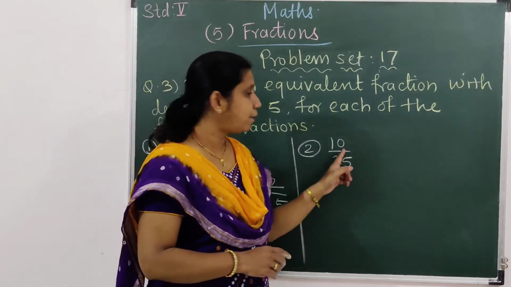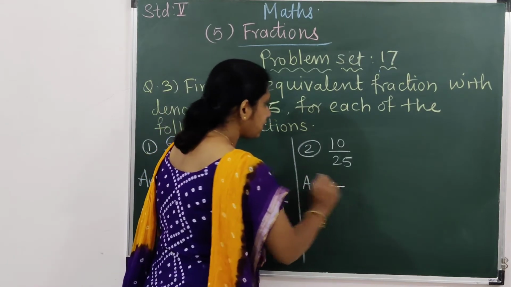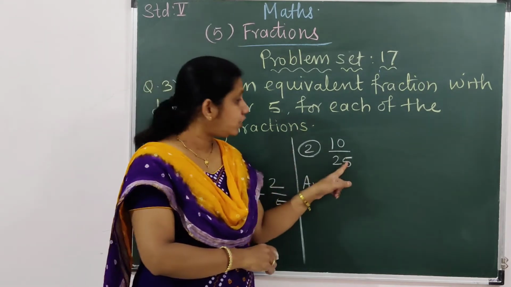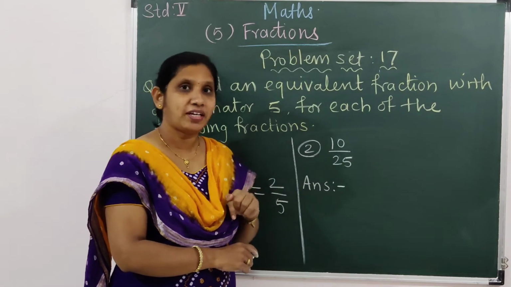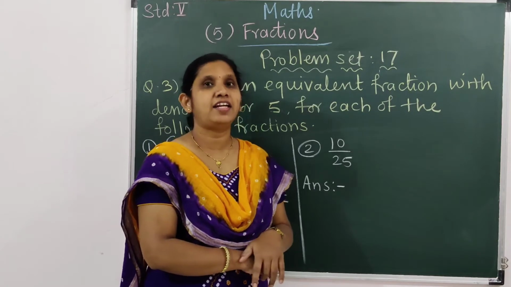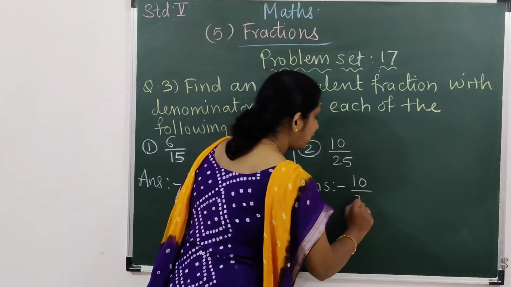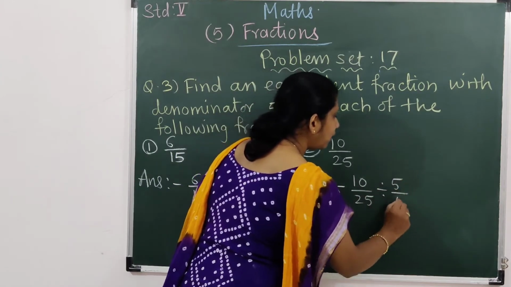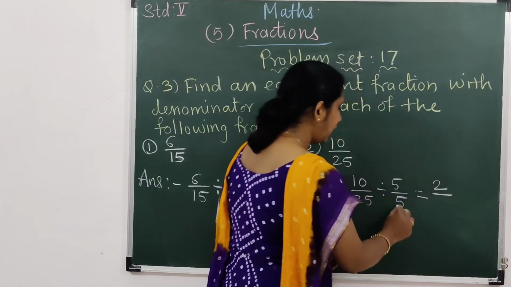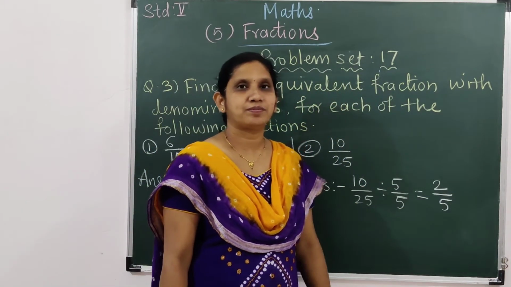See now, second example. The fraction is given 10 upon 25. Okay, we want denominator 5. 5 how many are 25? Yes, 5 fives are 25. It means for this fraction, in the numerator as well as in the denominator, we have to divide by 5. So 10 upon 25 divided by 5 upon 5. Alright? So 5 how many are 10? 5 twos are 10. 5 fives are 25. So our answer is 2 upon 5.